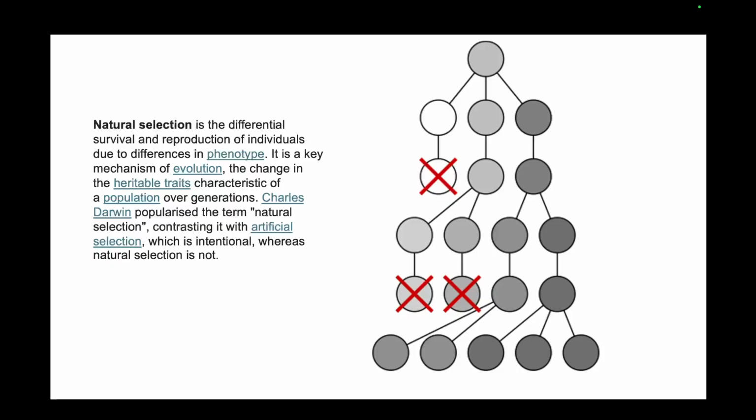It is a key mechanism of evolution, the change of heritable traits characteristic of a population over generations. And Charles Darwin famously used this term natural selection, contrasting with artificial selection, which is intentional, whereas natural selection is not. So the idea is that if you gather more beneficial mutations which help you survive and reproduce, you, as a genome content, will be selected for propagating into the next generations because you are more fit to survive, right? So survival of the fittest. This graph shows some mutations which are not acceptable, some mutations which are acceptable, and they grow into the next generation.